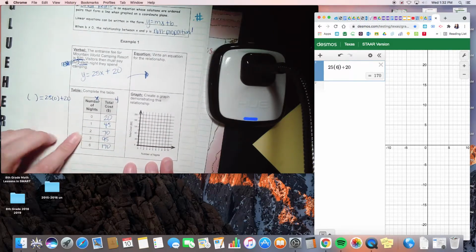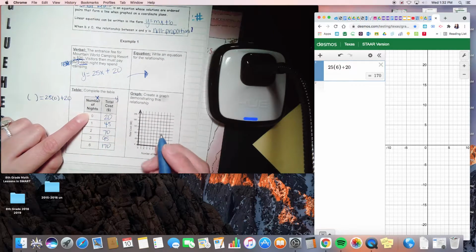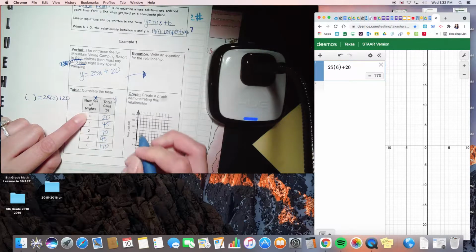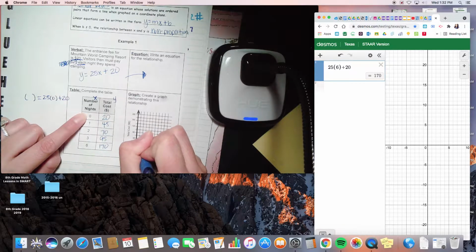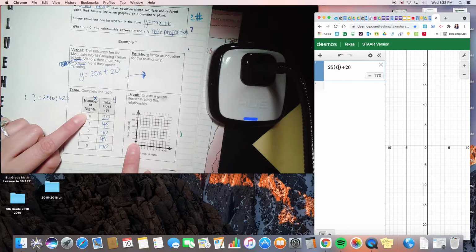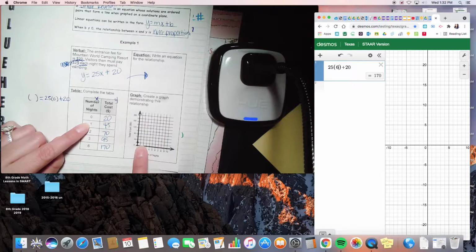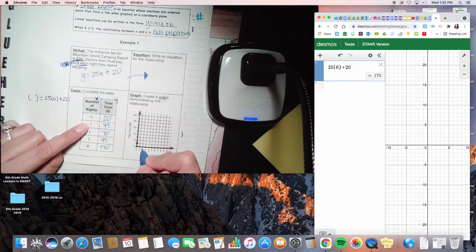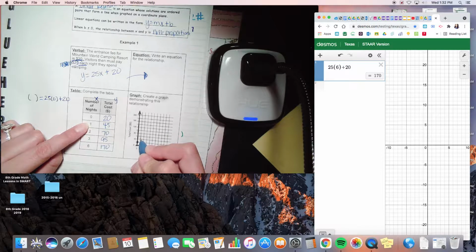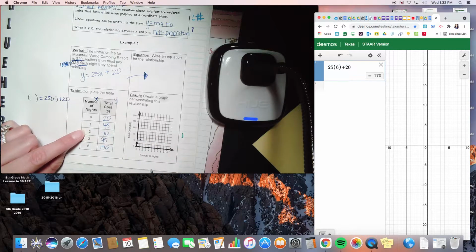Now all I have to do is plot these, so I have 0, 20. 0, 20 is in between the 0 and the 40, so that's my first point, and that's my y-intercept. 145, so that would kind of be between, this would be 60, so I would say 1 and 45 are like right by the 45.